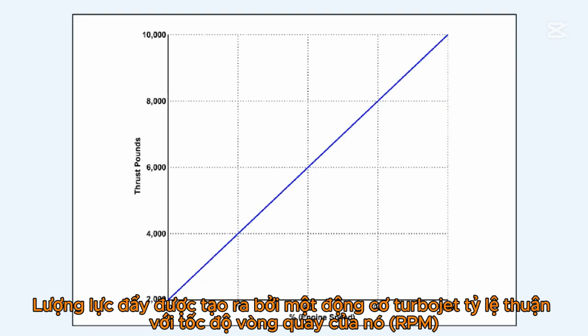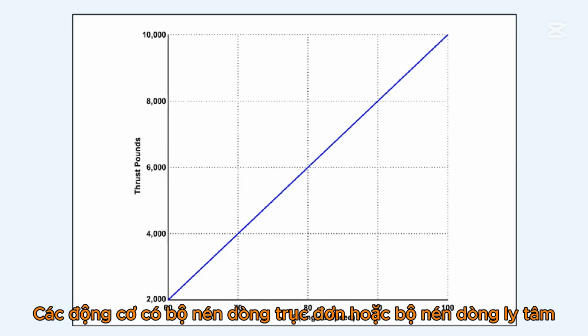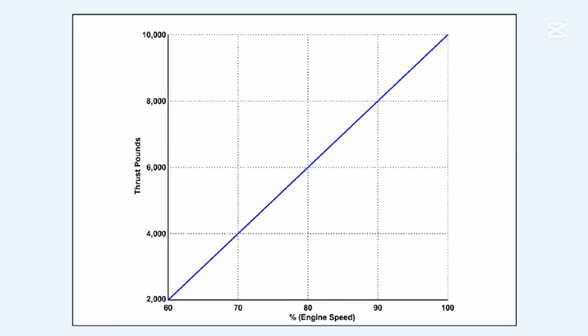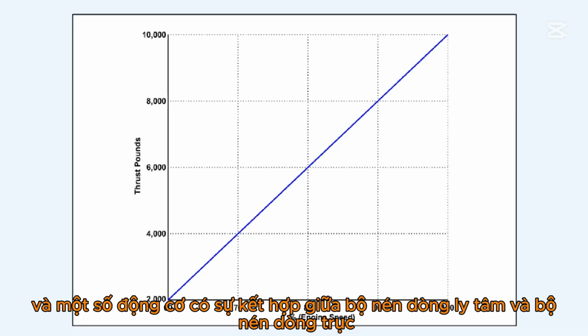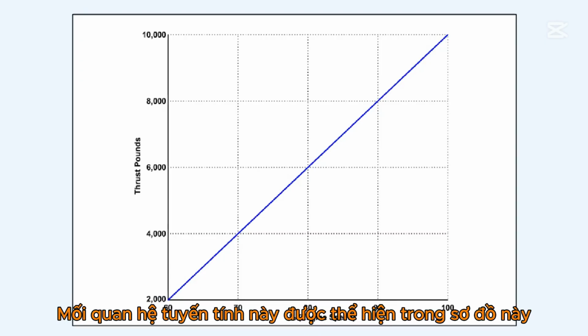The amount of thrust produced by a turbojet is proportional to its RPM. Engines which have either a single spool axial flow compressor or a centrifugal flow compressor, and some engines with a combination of centrifugal and axial flow compressors, have a linear relationship between their RPM and the thrust they develop. This linear relationship is shown in this diagram.